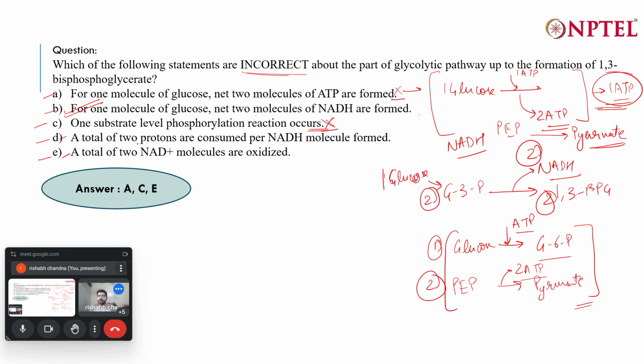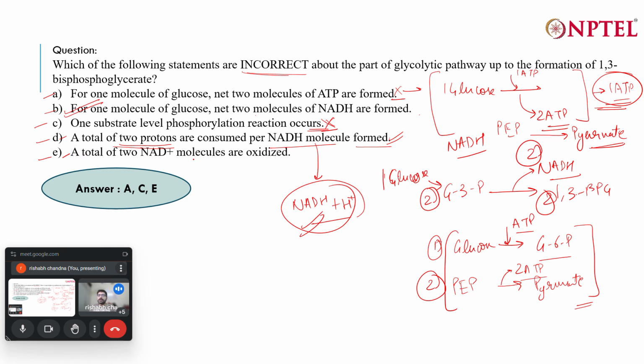Then a total of two protons are consumed per NADH molecule formed. Generally the way of writing is NADH2 or NADH plus H plus. It's actually two protons that are added to one NADH molecule. So that's why this is a correct answer.